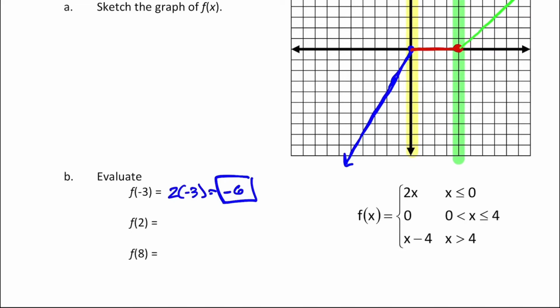Okay, next one. I think you can probably get the hang of this. F of 2. Is 2 less than or equal to 0? No. Is 2 between 0 and 4? Yes. Which means it's just going to be that. It's a constant at 0. There's nothing to plug in. No work to show. And then the last one, f of 8. Is 8 here? Nope. Is 8 between these? No. Is 8 greater than 4? Yes. So I'm using this one. X minus 4, that's going to be 8 minus 4, and that's 4.